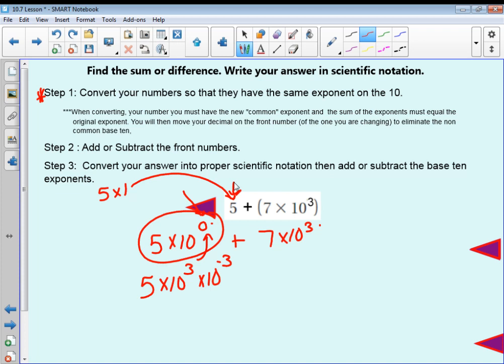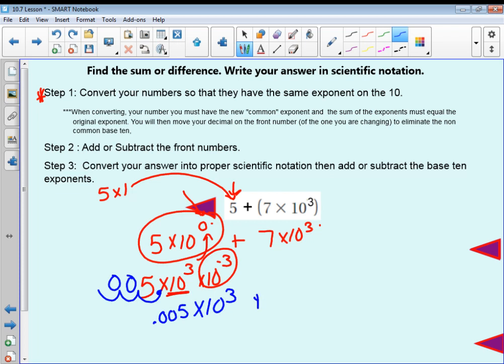Okay, so now I want to leave this part right here, but I now have to convert it to get rid of this. So I'm going to do the negative 3. My decimal, not shown right now, means it's sitting here, and I'm going to go negative 3 places. 1, 2, 3. So I have 0.005 times 10 to the power of 3 plus 7 times 10 to the power of 3.